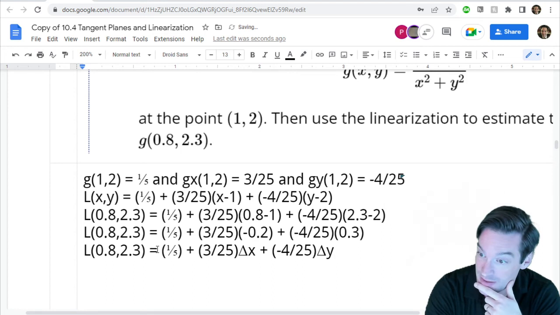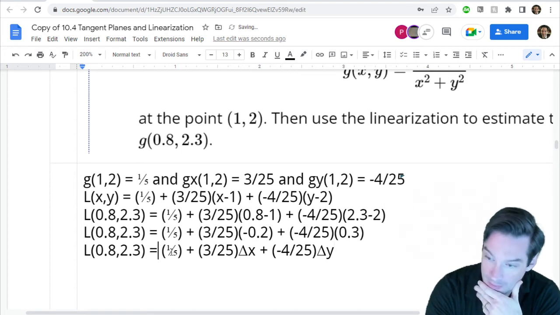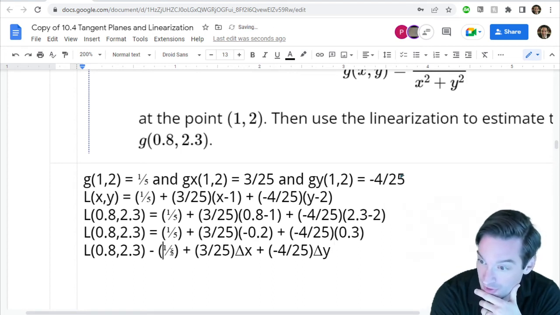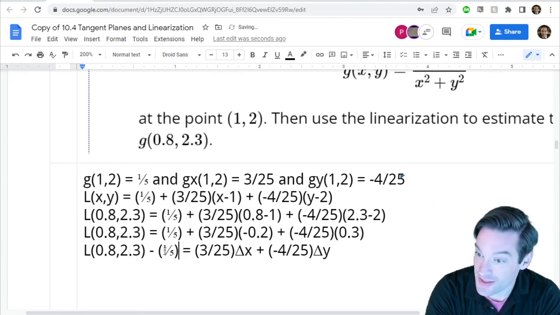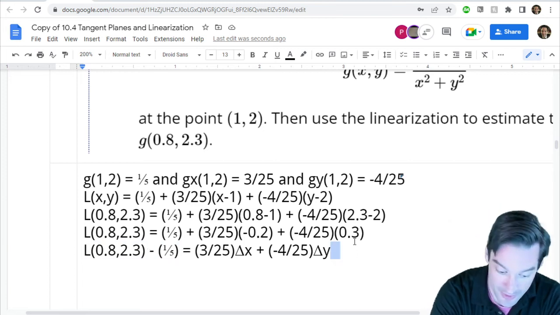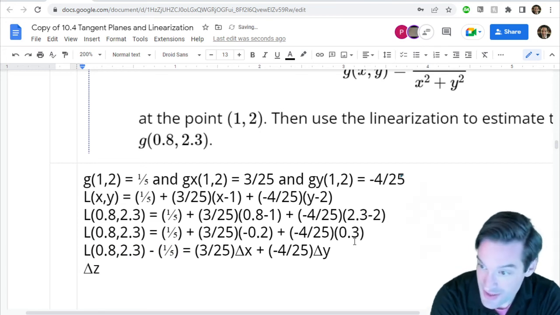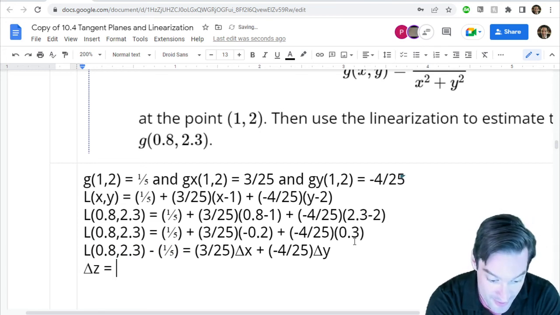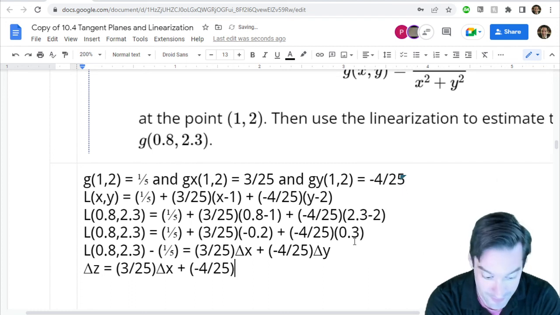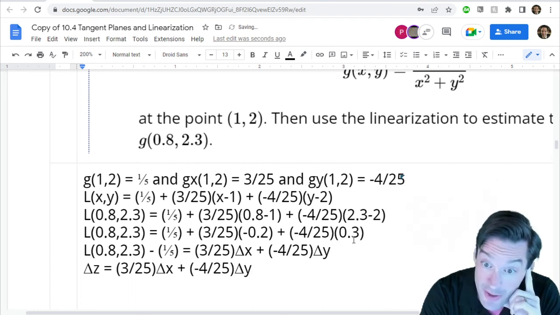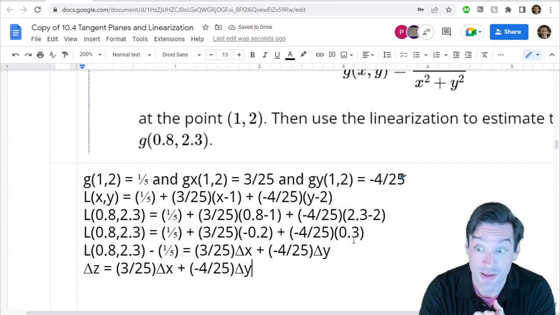And so when we're finding a linearization, maybe another way to say this is to subtract this 1/5 from both sides. And what I have here is the z value of my original function, the difference with the z value of my linearization. So another way to think about that left-hand side is that that's really delta z. Delta z is the x partial derivative times delta x plus the y partial derivative times delta y. That is the very spirit of what linearization is and how it works.